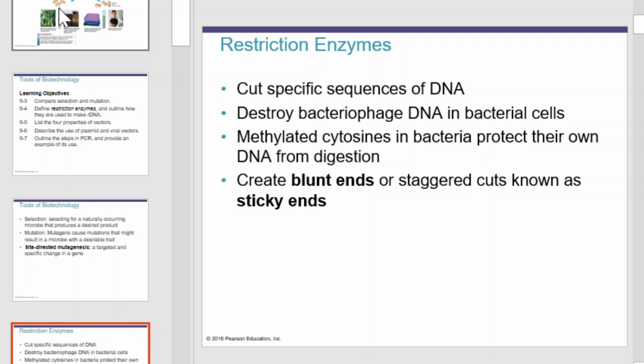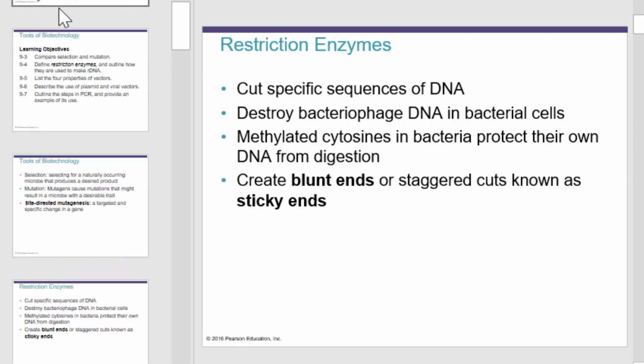Restriction enzymes are used to cut specific sequences of DNA. Restriction enzymes destroy bacteriophage DNA in bacterial cells. They function as a sort of immune system for a microbe. Methylated cytosines in bacteria protect their own DNA from digestion. Restriction enzymes can create blunt ends or staggered cuts known as sticky ends.